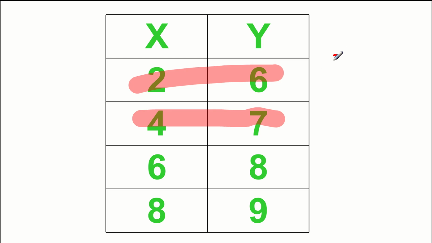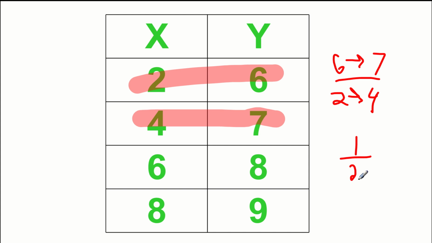So changing Y, my Y values are going from 6 to 7. My X values are going from 2 to 4. 6 to 7 is an increase of 1. 2 to 4 is an increase of 2. Just like with the ordered pairs, we would want to simplify. This one can't be simplified, so we got 1/2.